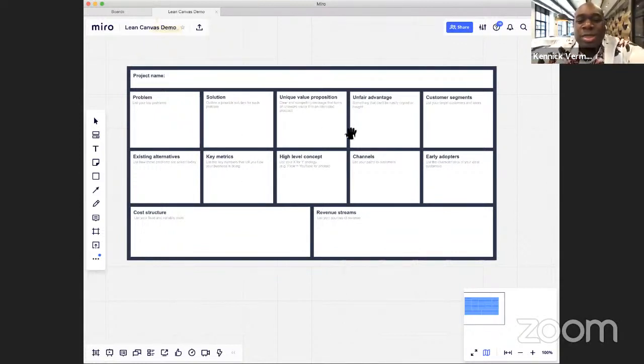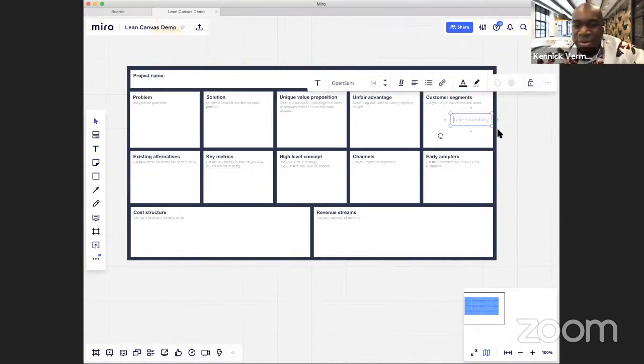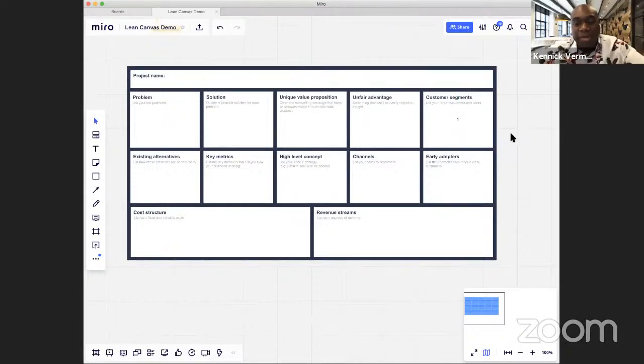All right, so with the Lean Canvas, the weirdest part is that you don't fill it out from top to bottom or left to right or anything like that. You kind of have to jump around. As we're jumping around, I'm going to put some numbers in here so that you know what you have to do first and why.